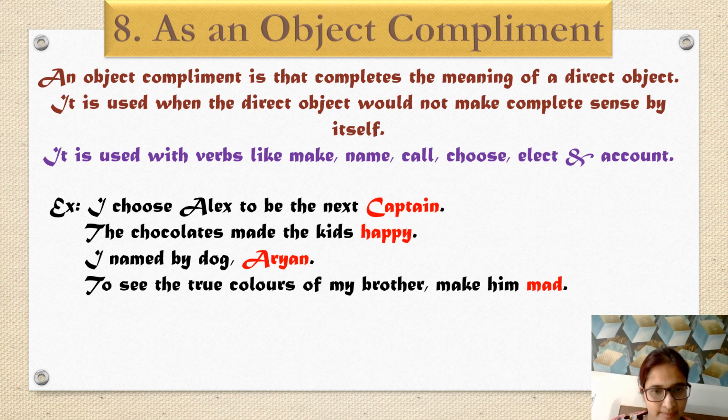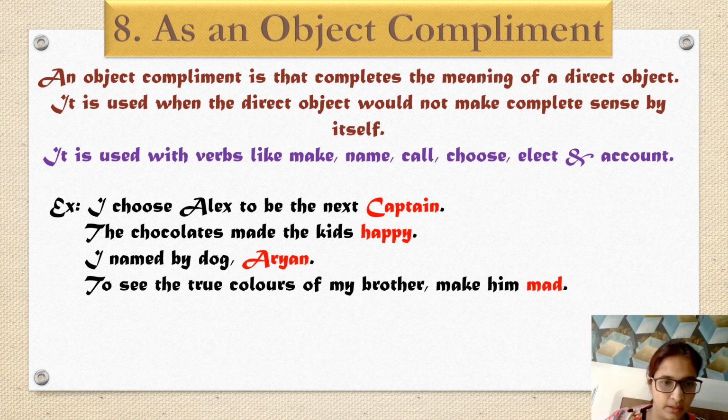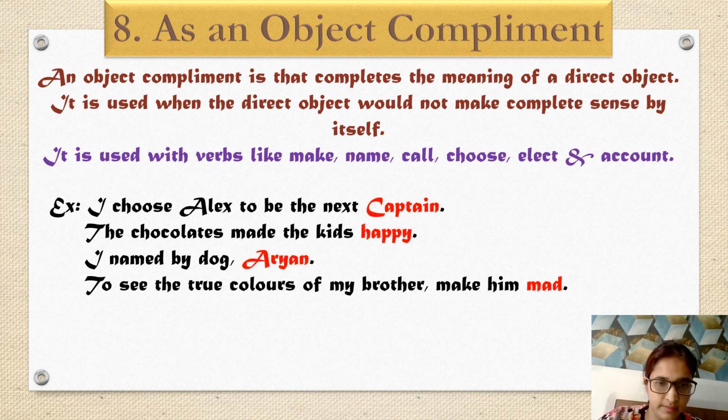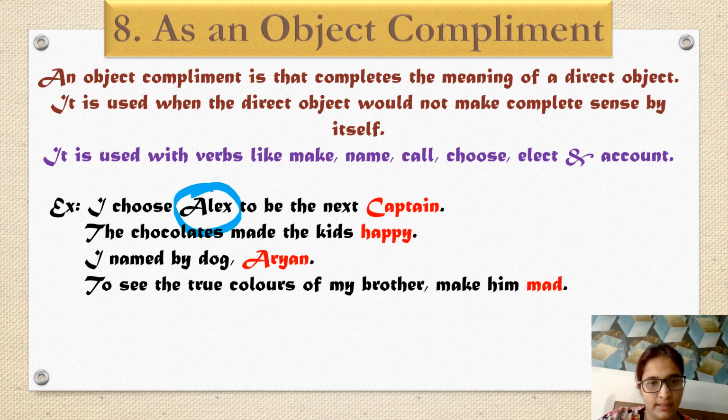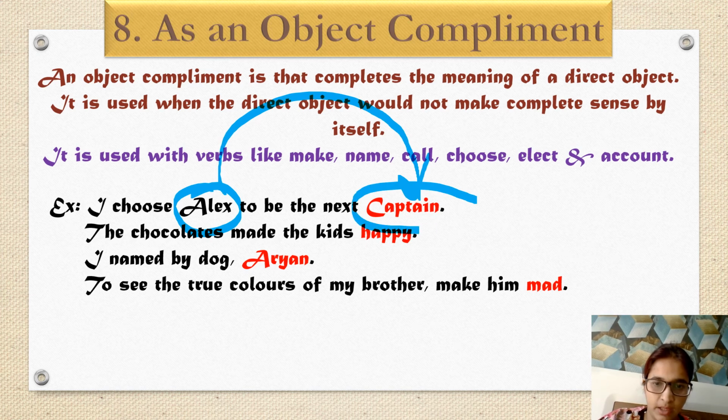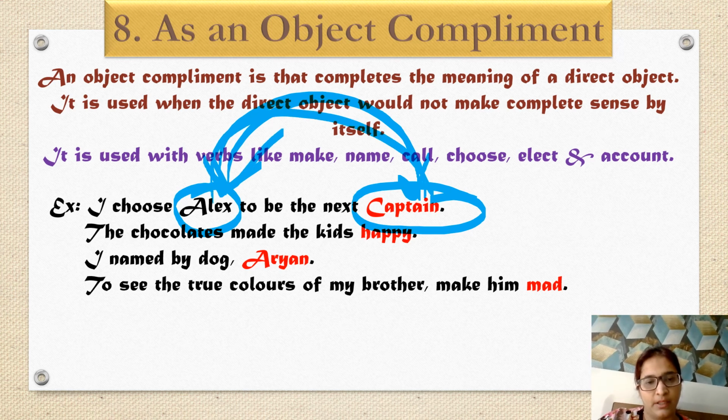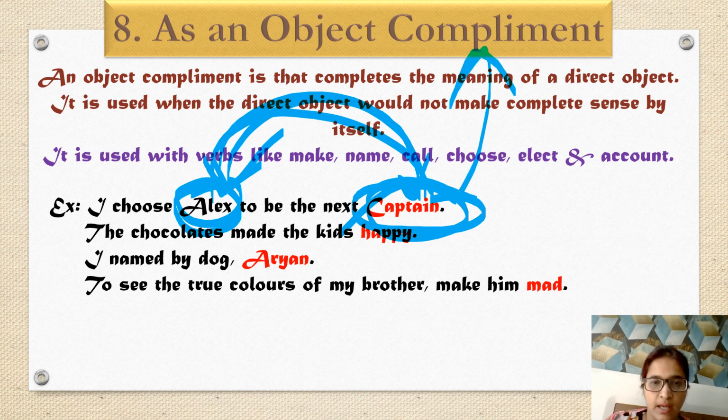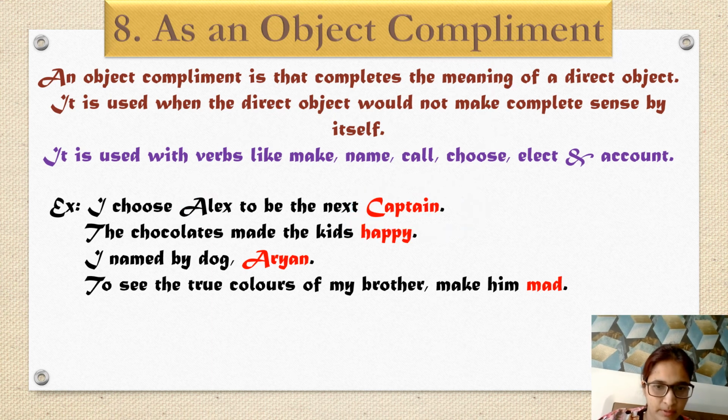I choose Alex to be the next captain. So firstly, here in this sentence the object is Alex. I choose Alex, and to be what? To be the captain. So now captain here is actually complementing Alex. Who is the captain? Alex is the captain. So Alex is the object, and captain becomes the use of noun as an object complement. Okay, let's see the next example.